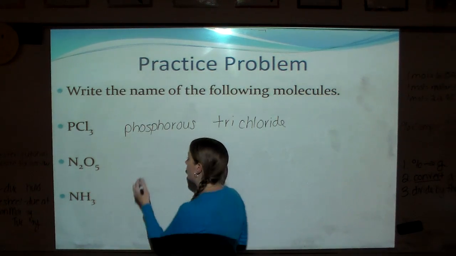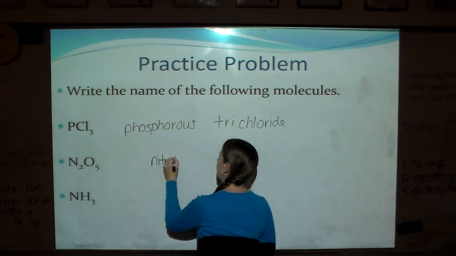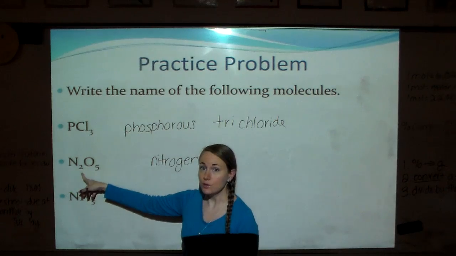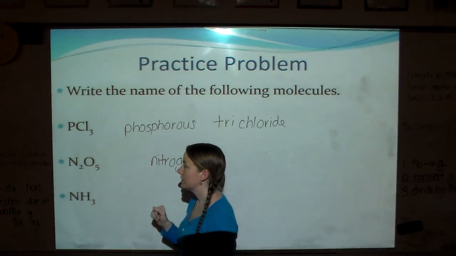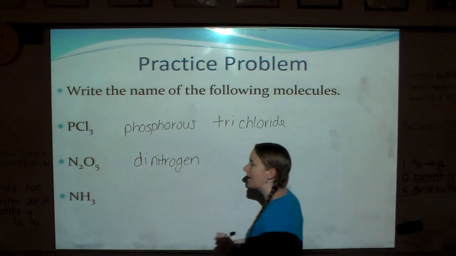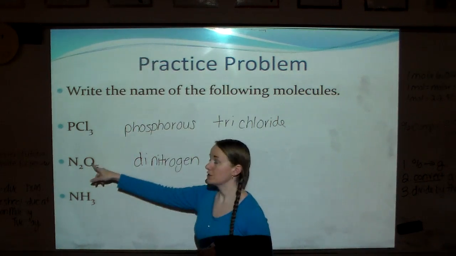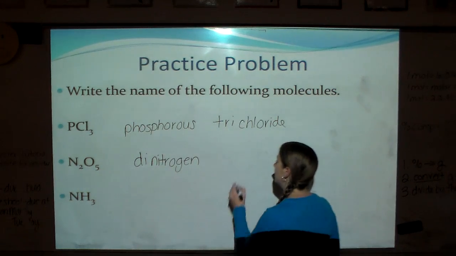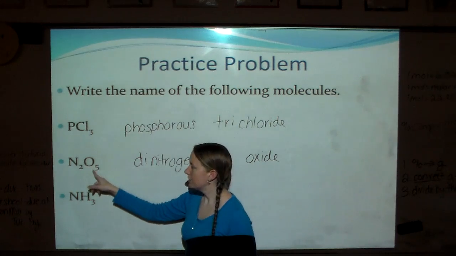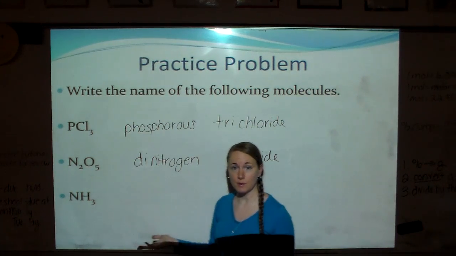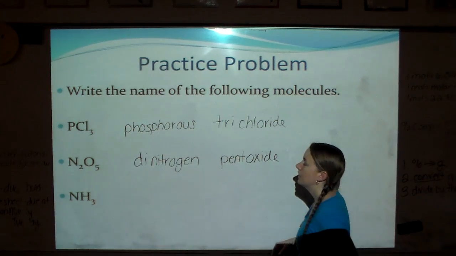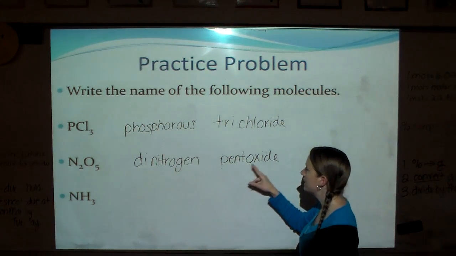All right, next one, we have N2O5. So N is, of course, nitrogen. And in this case, I do have a subscript. I have a 2. So I do need a prefix on my first element. So what's my prefix for 2? It's di. So I'm going to start with di-nitrogen. And then, of course, oxygen becomes oxide. And then I have to tell how many. So in this case, I have a subscript of 5. So what's my prefix for 5? It is penta.